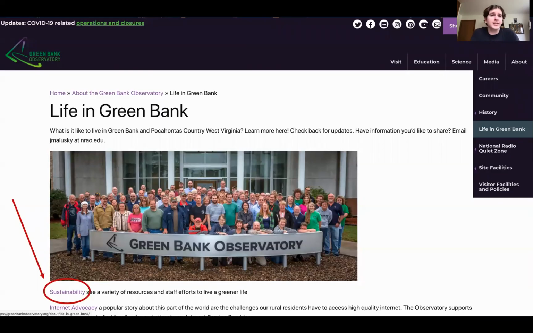For those in the Green Bank area, our group has actually put together a lot of resources for where you can recycle items. And you can find that in the About section in the Life in Green Bank, where we have a link to all of our sustainability resources.